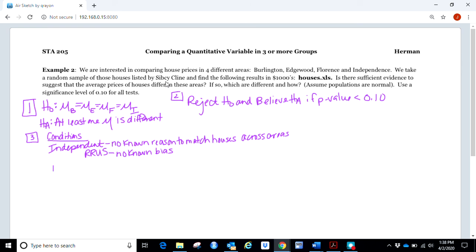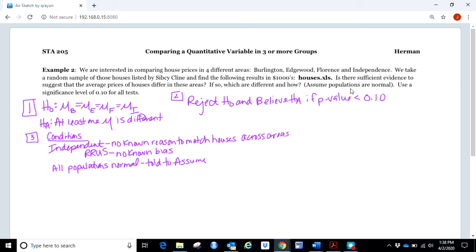The second condition is I need to know that all my populations are normally distributed. Now, in our first example, we had all the histograms to look at to actually see that they were normal. In this example, it just told us in the problem to assume. So again, that's the two different ways that you could know if they're normal, either having the histograms to look at to see if they look unimodal and symmetric, or just to be told in the problem that we're going to assume it to be true.